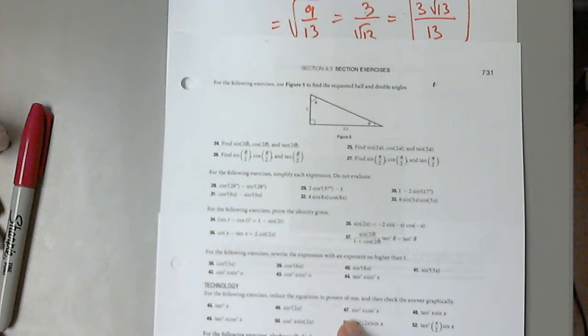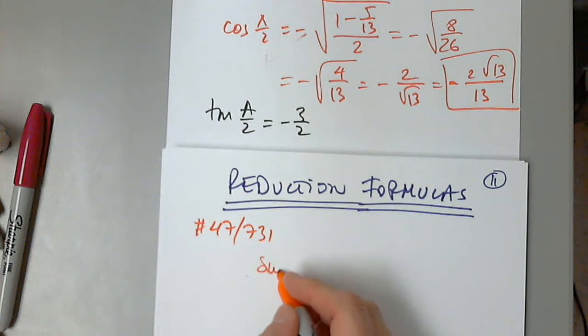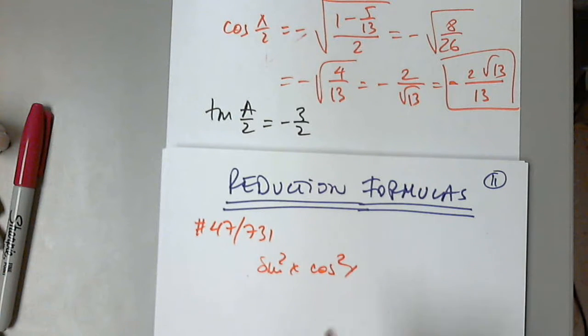Something like this, like 47. 47 on page 731. In this problem, sine squared x, cosine squared x, we're asked to present it in terms, and it's a very important issue, and why? Why? It's getting you ready for integration.